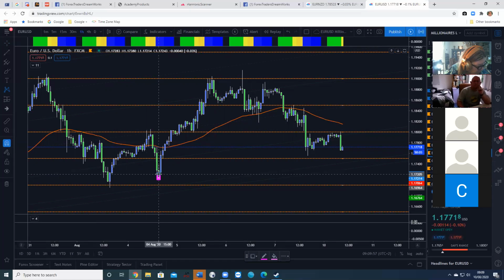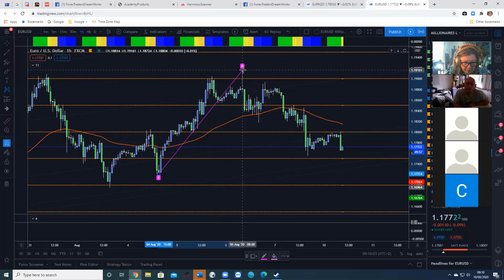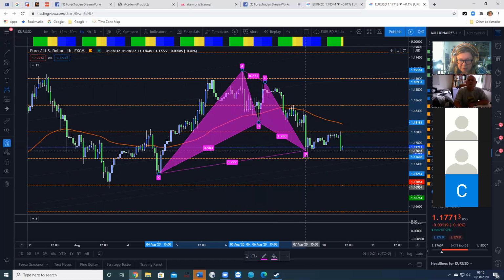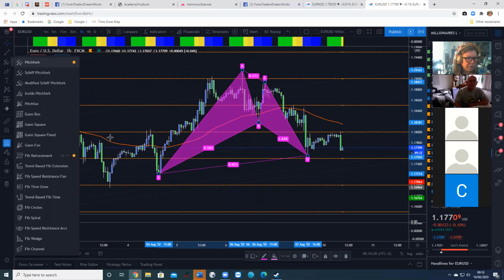Then we want the A point, the 6th of August at 0800. That's going to be that long wick one. 6th of August at 1600, that one there. 6th of August, 1900, the next high. Just check the date and time at the bottom as you're doing it. And then the 7th at 1600, that's that one there.